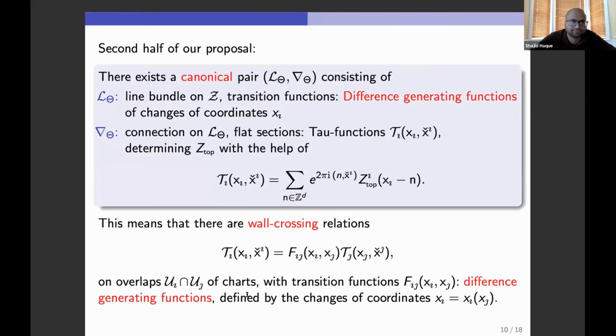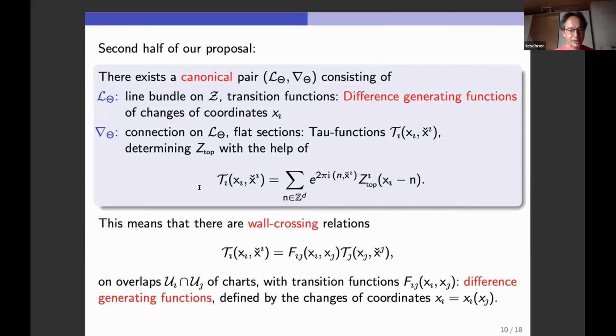Thank you, yes. Okay, so let me therefore turn to the second half of our proposal, which is that there's a canonical pair of a line bundle and a connection, which is basically defined by its flat sections being the tau functions, and the tau functions are the objects from which we want to extract the partition functions by these Fourier series.